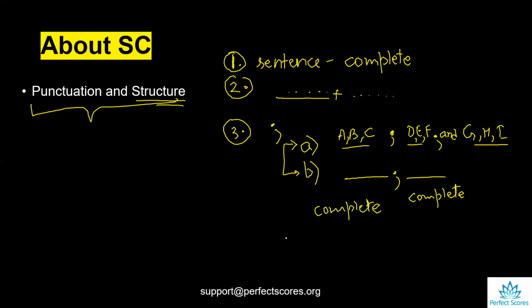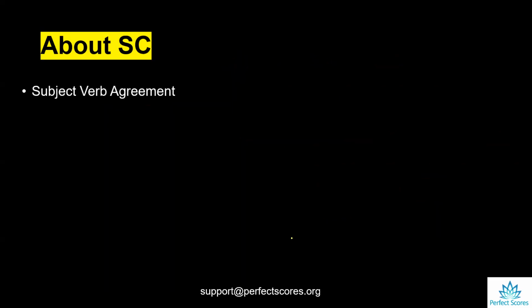So that's about punctuation and structure. Now let's start with subject-verb agreement. There are, again, a few basic rules that you need to be aware of. So subject-verb agreement is going to involve a few rules. The first is that the subject of a sentence needs to agree with the verb that is being used in that sentence. So let me start with a very easy example.